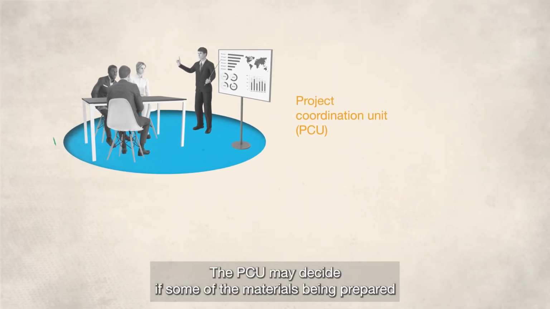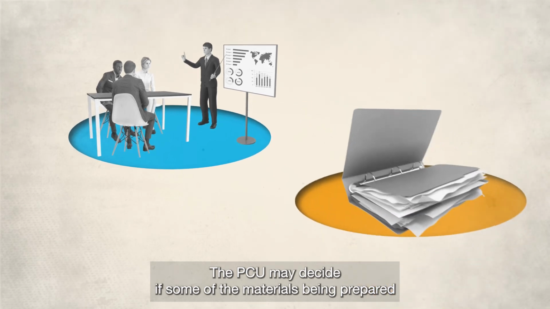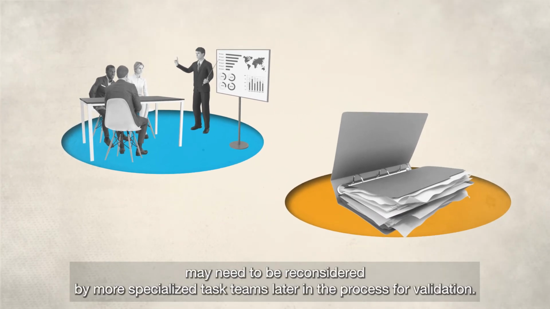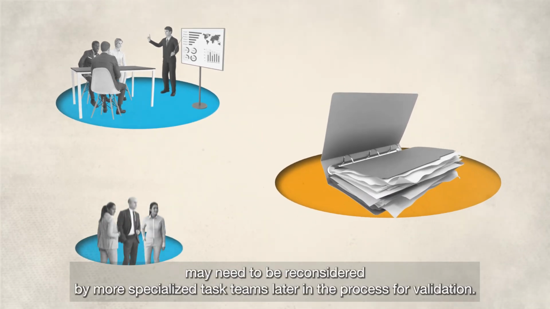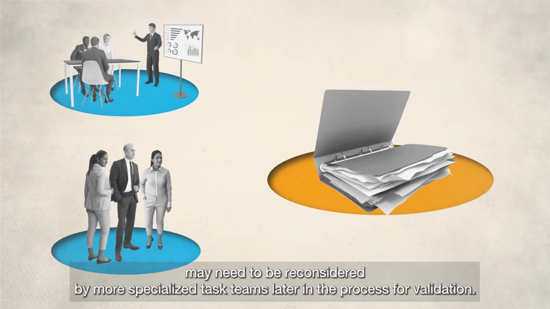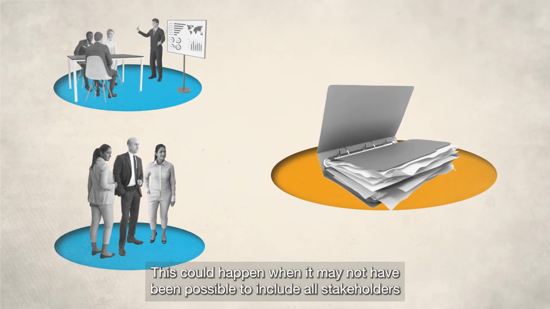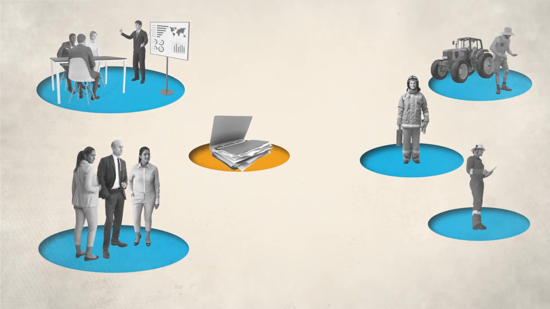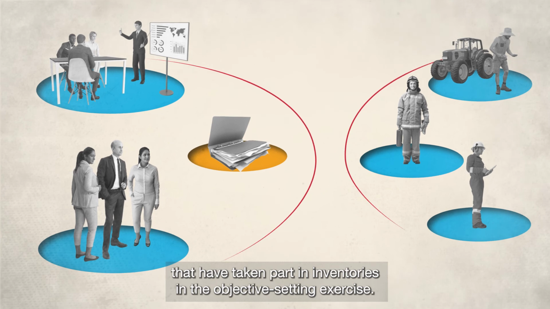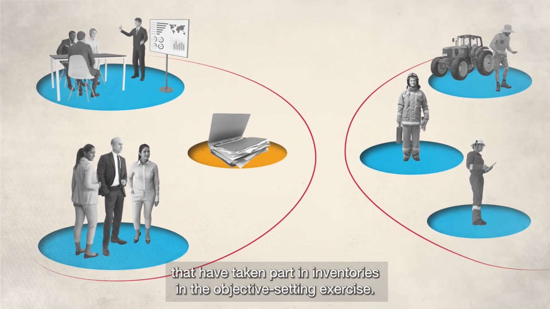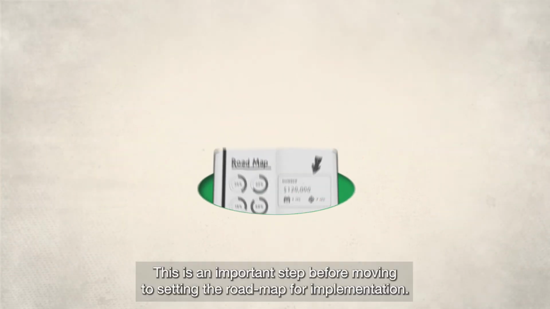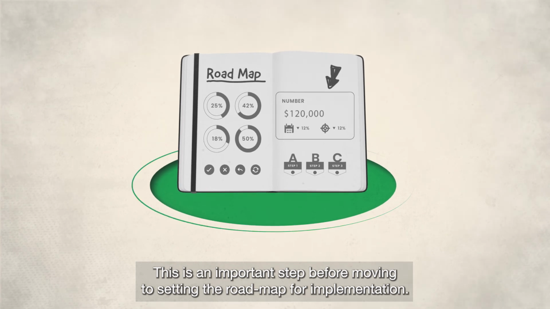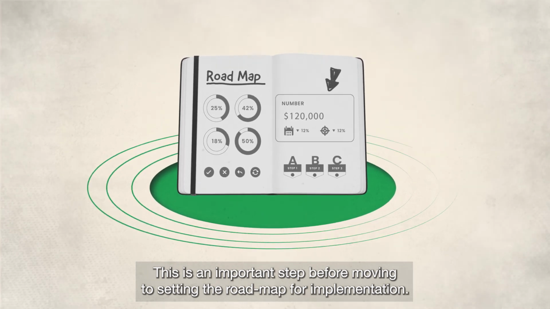The PCU may decide if some of the materials being prepared may need to be reconsidered by more specialised task teams later in the process for validation. This could happen when it may not have been possible to include all stakeholders that have taken part in inventories in the objective setting exercise. This is an important step before moving to setting the roadmap for implementation.